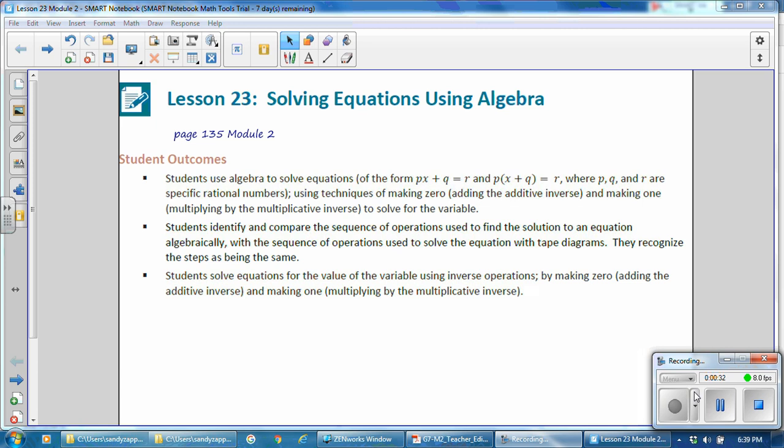Students identify and compare the sequence of operations used to find the solution to an equation algebraically with the sequence of operations used to solve the equation with tape diagrams. They recognize the steps as being the same. Students solve equations for the value of the variable using inverse operations by making 0, adding the additive inverse, and making 1, multiplying by the multiplicative inverse.